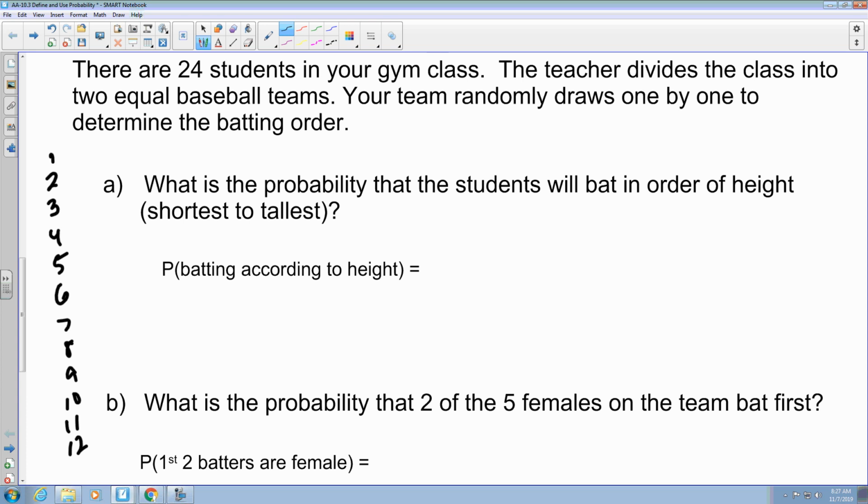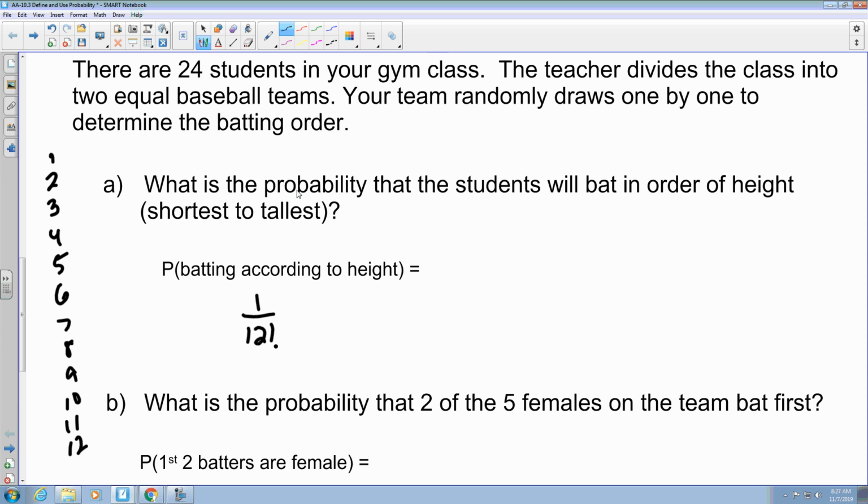So this is a permutation. In the numerator of the fraction, we have one favorable outcome, where everybody is listed in order from shortest to tallest. In the denominator, we have to figure out the total possible outcomes. Since there are 12 players, we can position them in 12 factorial different batting orders. It's going to be 12 factorial as our denominator.